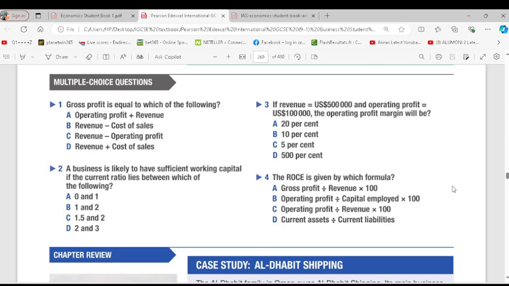We have A, operating profit plus revenue. B, revenue minus cost of sales. C, revenue minus operating profit. And lastly, D, revenue plus cost of sales.